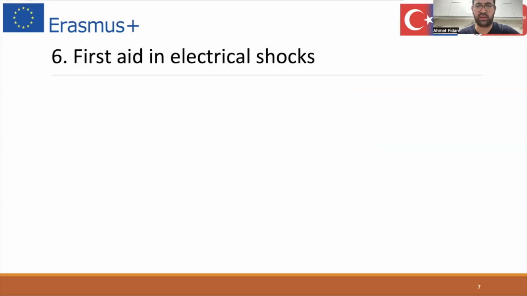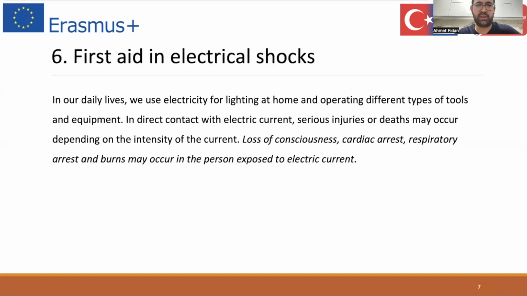First aid in electrical shocks. In our daily lives, we can use electricity for lighting at home and operating different types of tools and equipment. In direct contact with electric current, serious injuries or deaths may occur depending on the intensity of the current. Loss of consciousness, cardiac arrest, respiratory arrest, and burns may occur in the person exposed to electric current.